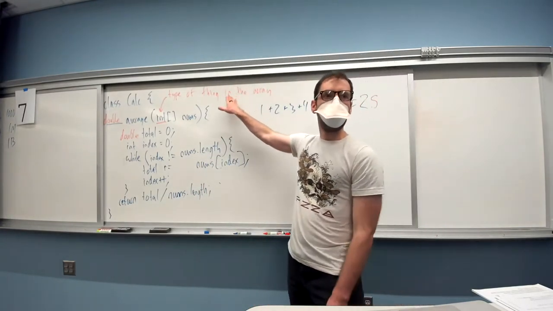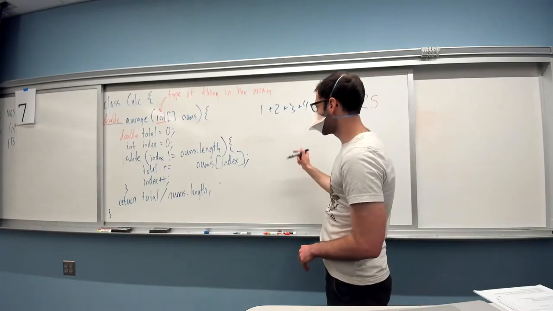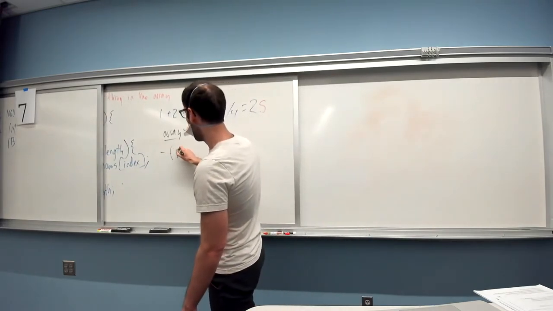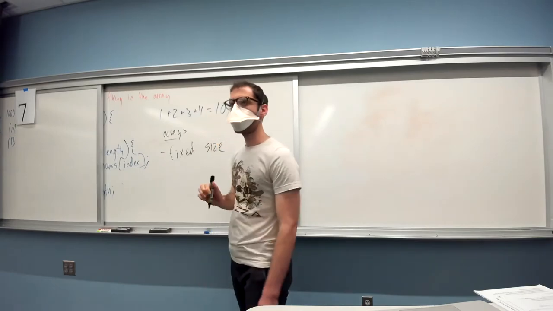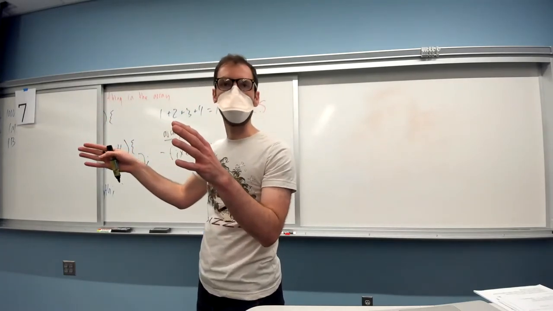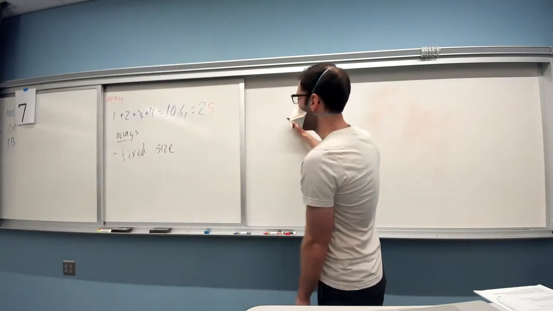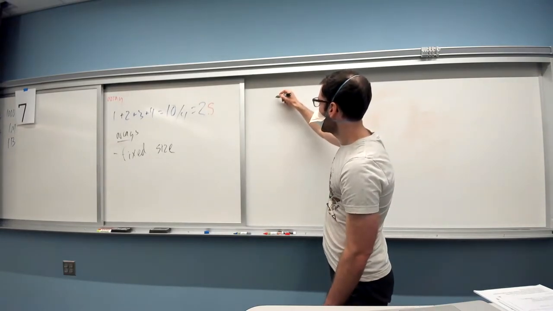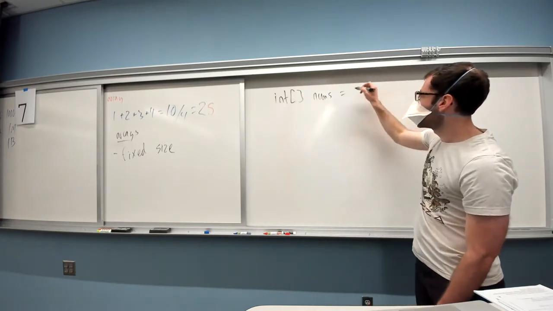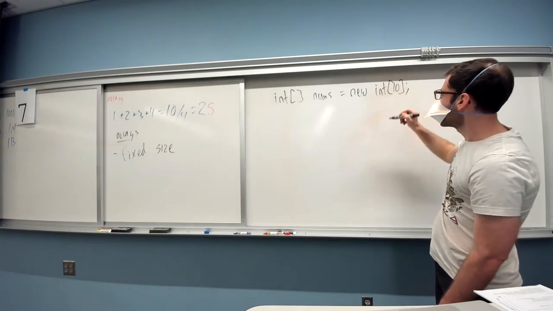A few things to know about the array, and its differences from the Python list. Arrays are fixed size, which means that when we create an array, it has a certain number of slots in it, and that can't change. So what would that look like? Well, we could say int bracket nums equals new int bracket 10.